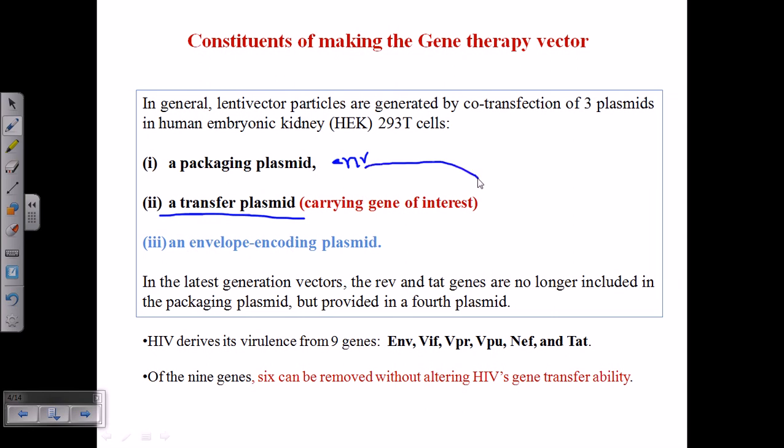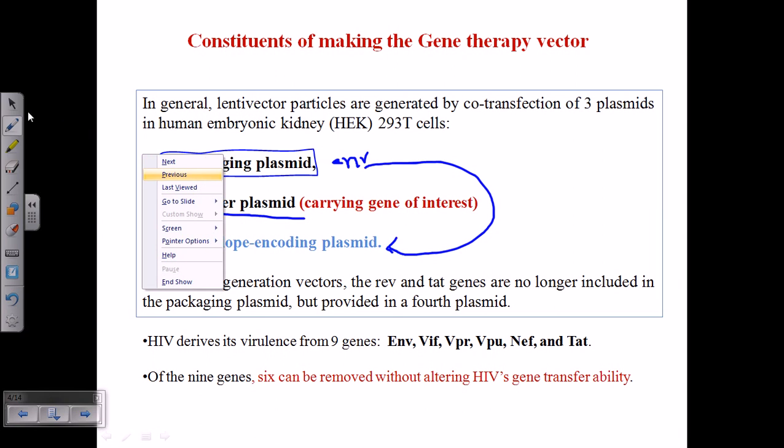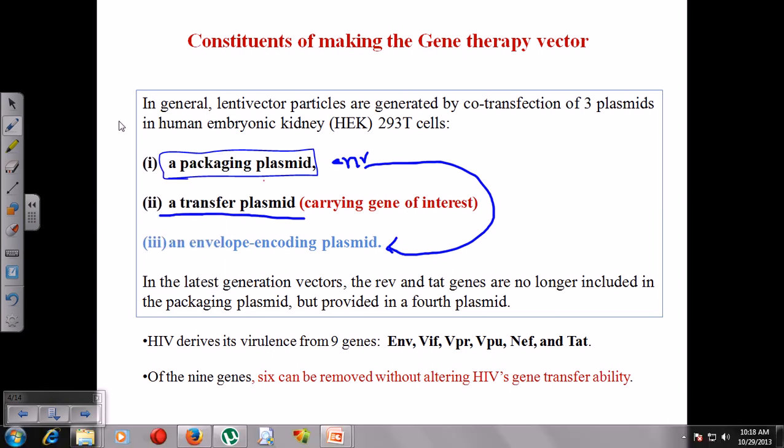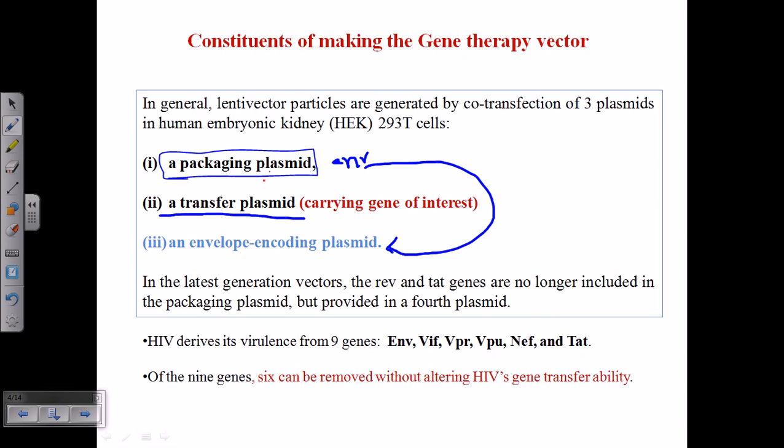Also the envelope encoding plasmid is really important, and the packaging plasmid is important, which will provide us all the structural parts, right? So I made a mistake before. Actually the packaging plasmid is providing, let me change the color, all the structural parts, the necessary structure inside which we package our DNA or genetic material. The transfer plasmid is providing us the gene of interest. So now the gene of interest is there, and the structure is already made.